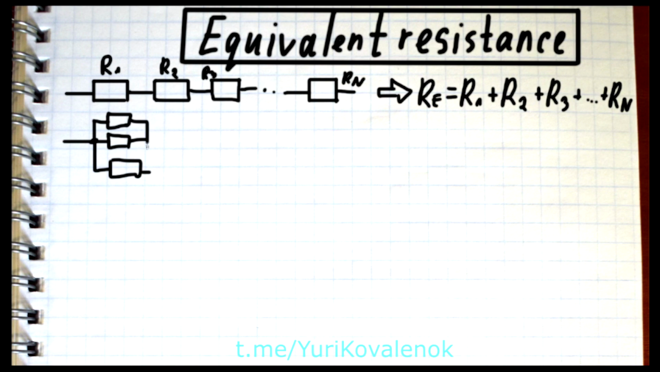In the case of a parallel connection, a different formula is valid, and in this case the equivalent resistance will be less than the resistance of any of the resistors. You need to be able to add fractions. I hope you can do it. Do not forget that at the end you need to flip the fraction.